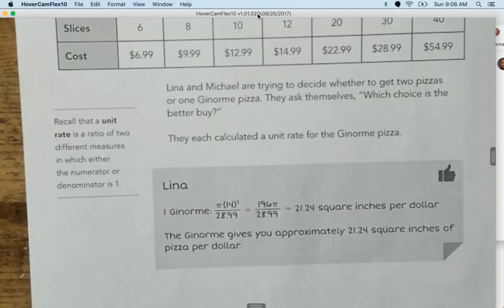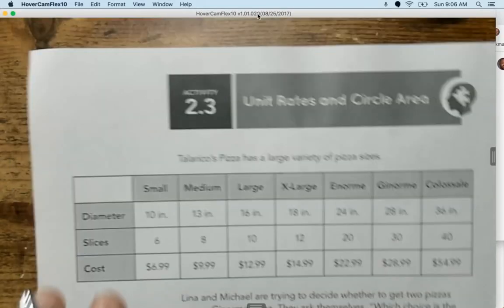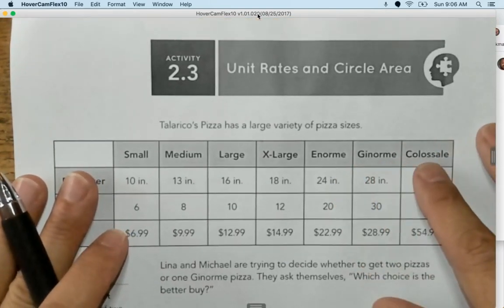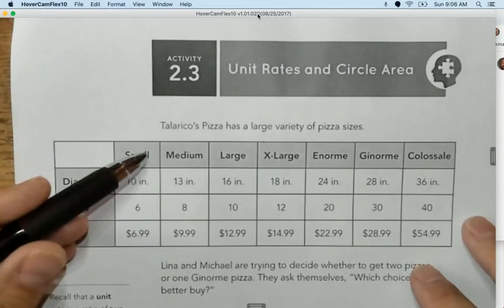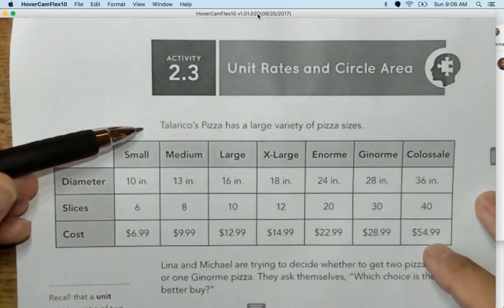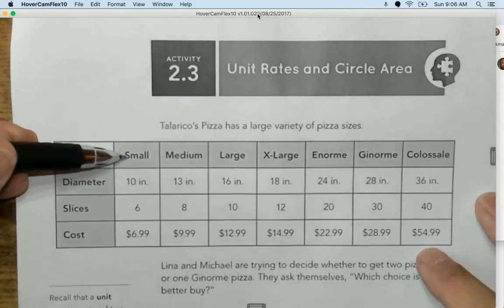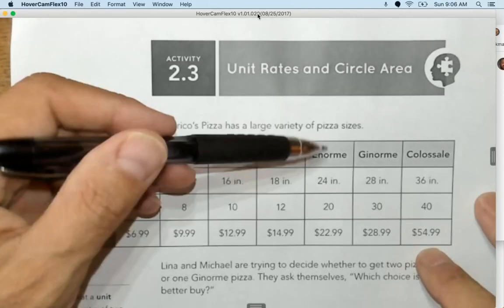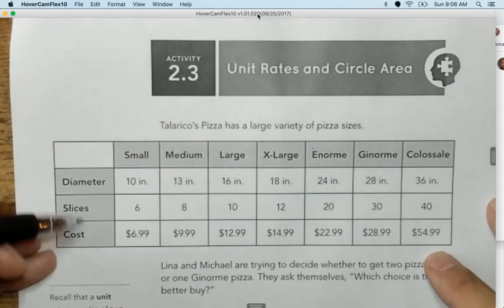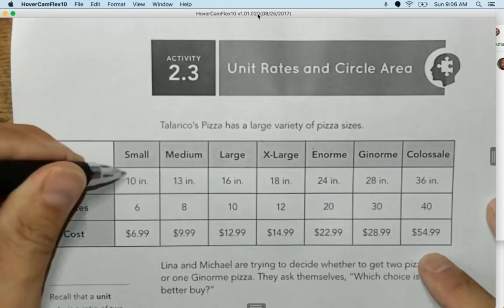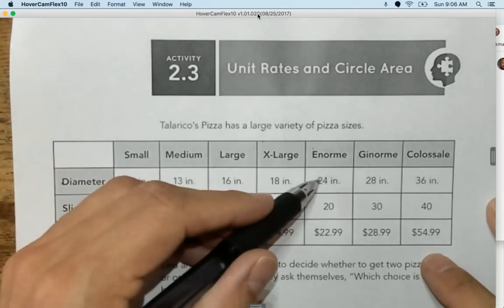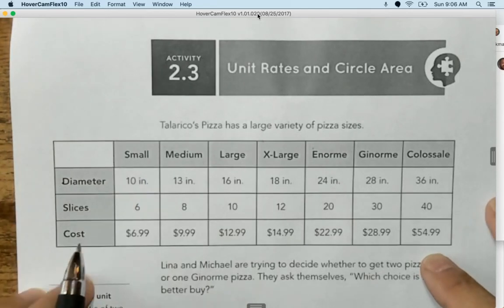All right, so now we are dealing with activity 2.3. In activity 2.3, unit rates and circle area. Tallarico's Pizza has a large variety of pizza sizes. So we have small, medium, large, extra large, and then like enormous, ginormous, colossal, but they spelled it weird. Diameter of the pizza, so 10, 13, 16, 18, 24, 28, and 36 inches. So it's obviously getting larger.